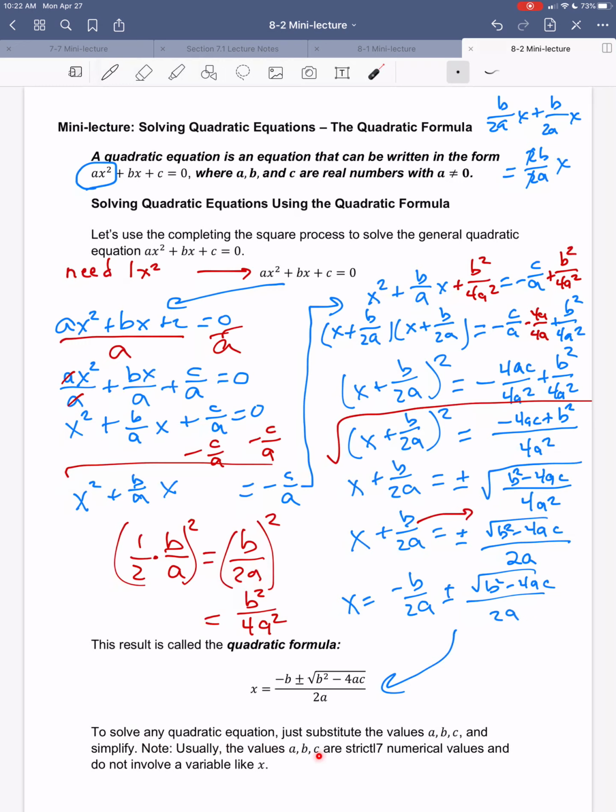Note, usually these values are strictly numerical values and do not involve a variable like x. So when you plug in a, b, and c, you're never going to be plugging an x in or a y in on this right-hand side if you're just solving a basic quadratic equation. That's a mistake I sometimes see students make. They plug like a 2x in for b. No. It should just be 2. Okay.